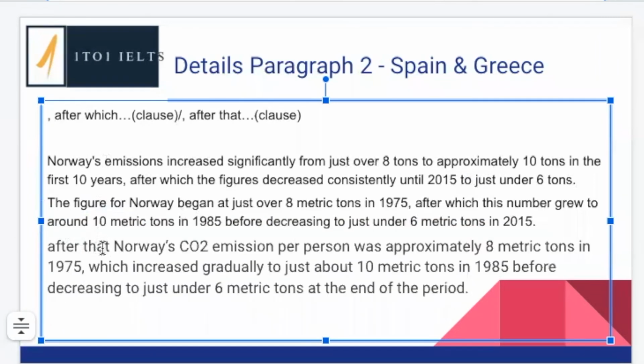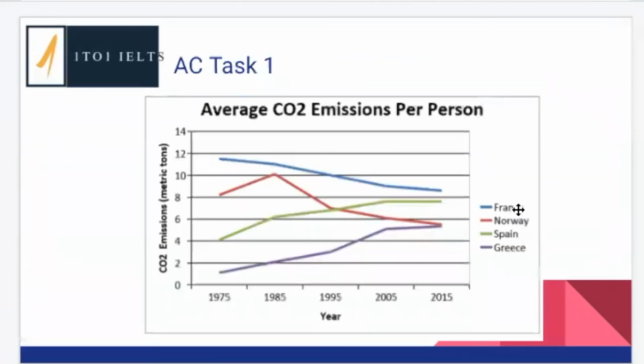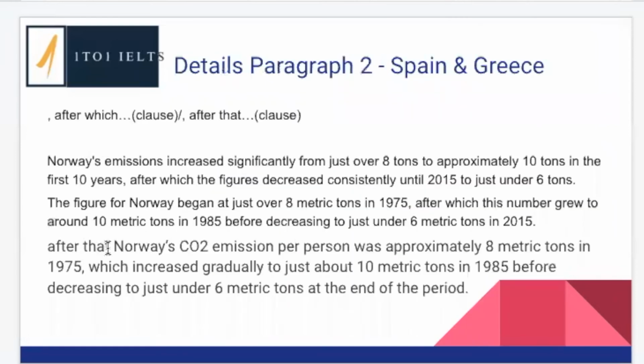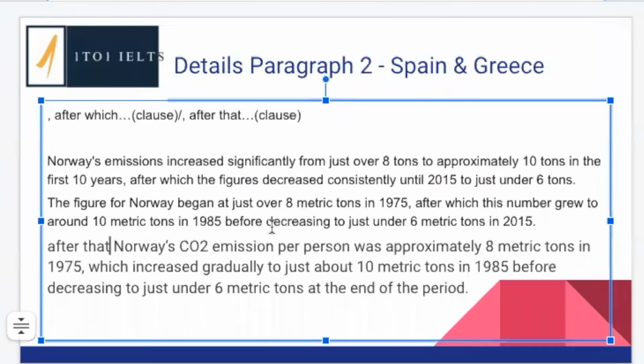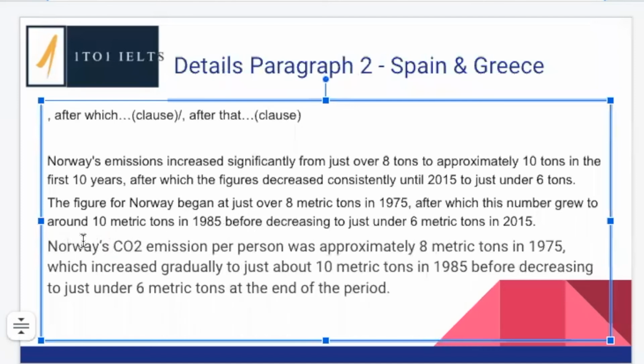Okay, so be careful here. When we've got two things in our sentence, we're talking about France, we're talking about Norway. So after we've talked about France, this is the end of our idea. What do we do at the end of our idea? Full stop, period, yeah. So the after which, or after that, is going to come when we're talking about the increase stops for Norway and then it decreases again.